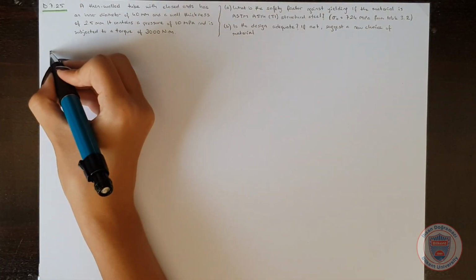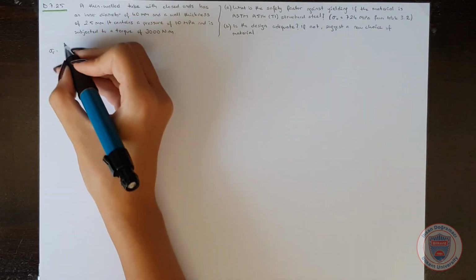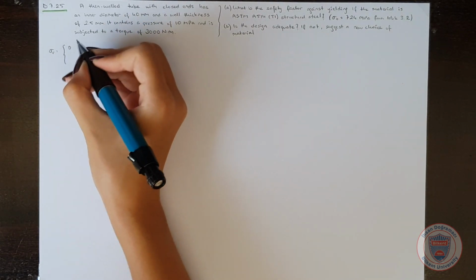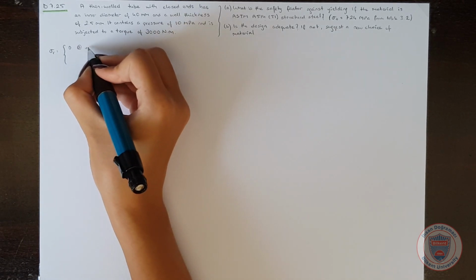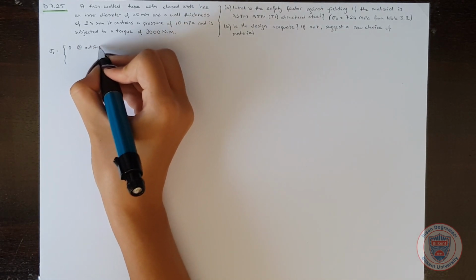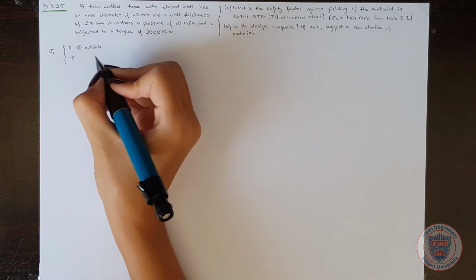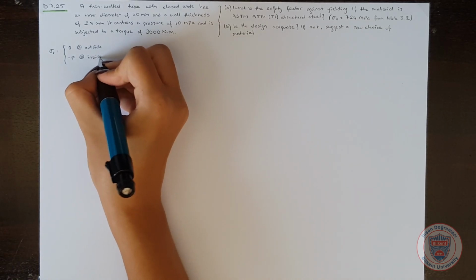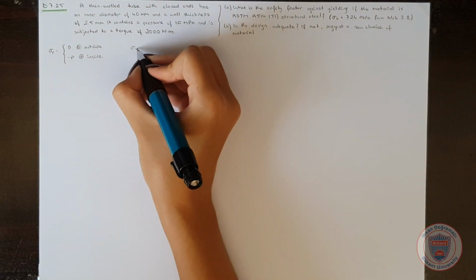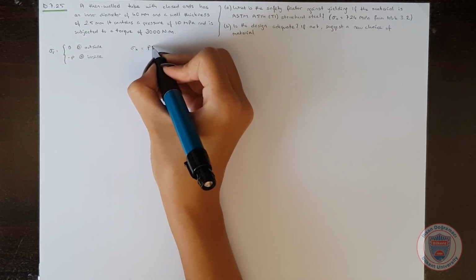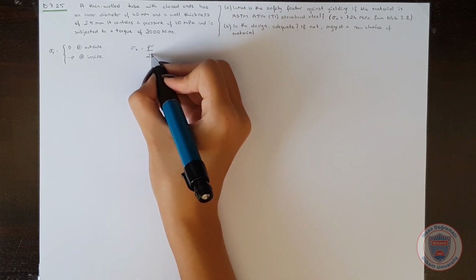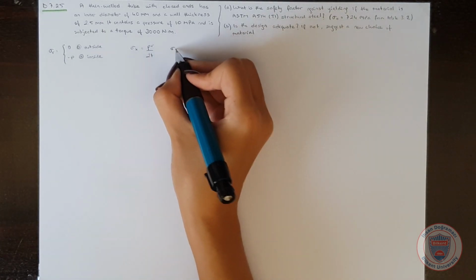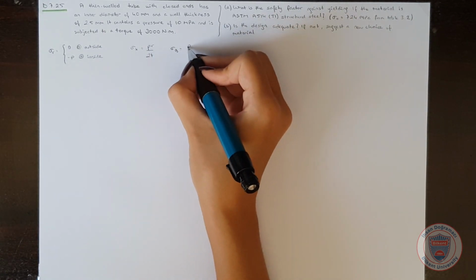Let's first calculate the stresses. We know that for a thin walled tube with closed ends, sigma R is equal to 0 at outside and minus P, minus pressure, at inside. Sigma X is equal to pressure times radius over 2T, and finally sigma theta is equal to pressure times radius over thickness.